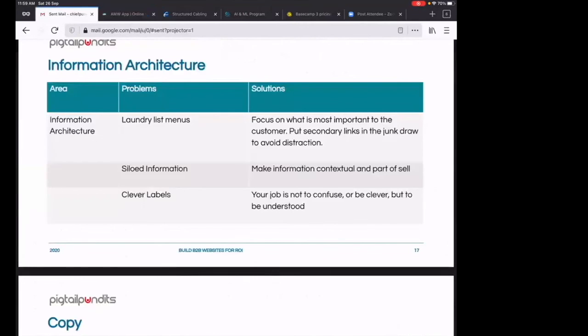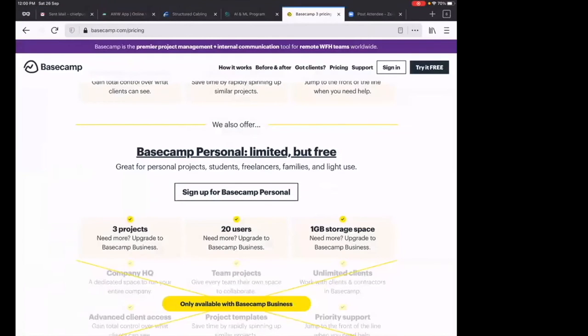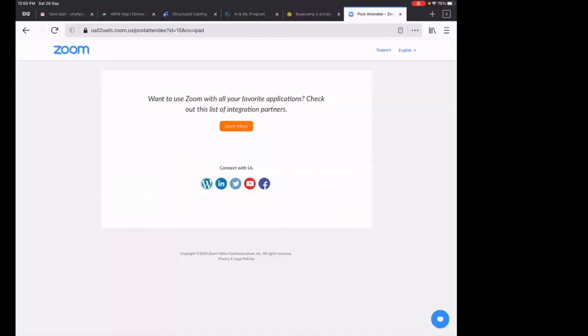So the problem with information architecture is, okay, so I showed you how testimonials need to be embedded. In other cases, you can have case studies embedded. I'll show you a case study embedded website.